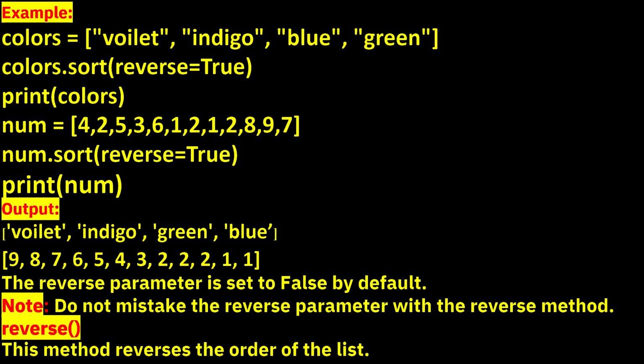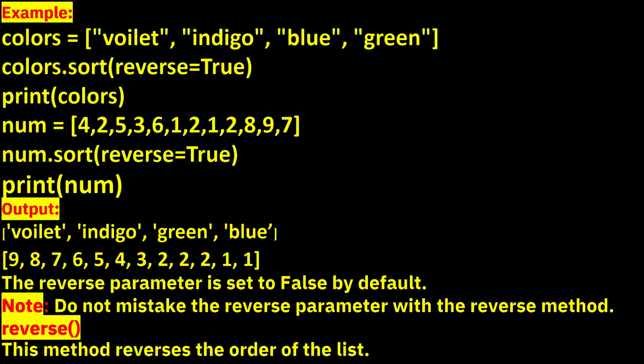num.sort(reverse=True). print(num). Output: violet, indigo, green, blue. 9, 8, 7, 6, 5, 4, 3, 2, 2, 2, 1, 1. The reverse parameter is set to false by default. Note, do not mistake the reverse parameter with the reverse method.